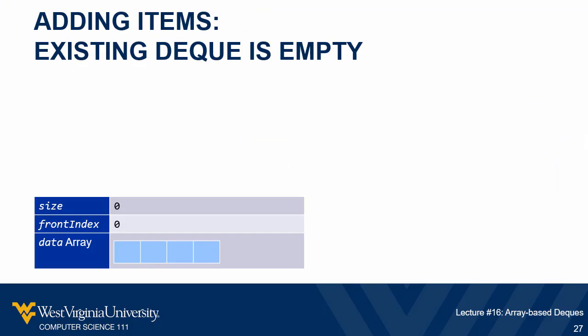Now that we have all of that prep work out of the way, we're ready to look at how we can add things to the deck. The steps that are going to be involved will depend on if the deck is empty at the start, and if it's not empty, if we're trying to add at the front or the rear of the deck. Let's start off by looking at the case where the deck is empty. This is going to be our simplest scenario.